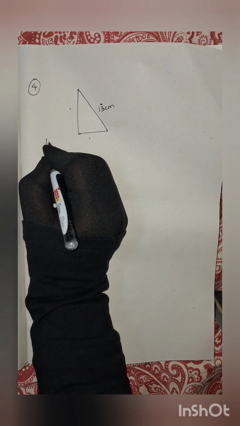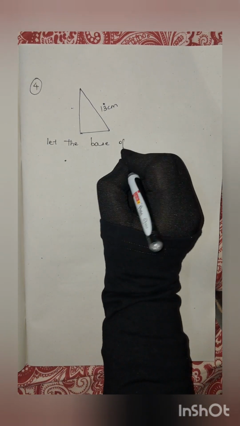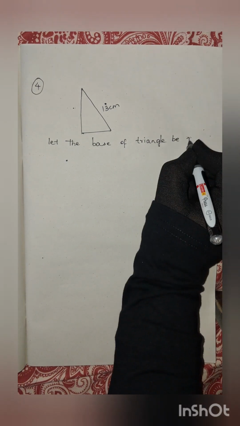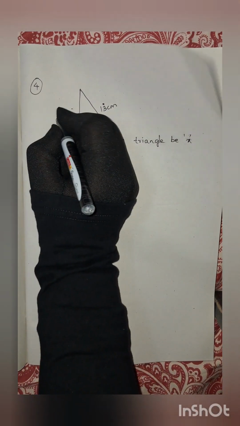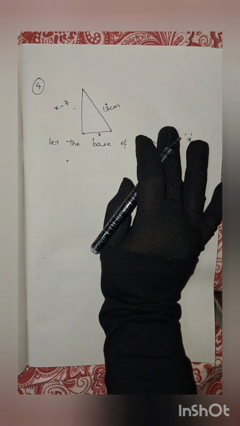So first we'll take, let the base of the triangle be x. If the base is x, they have already given in the question that the altitude is 7 centimeters less than its base. So x minus 7 will be the opposite side.